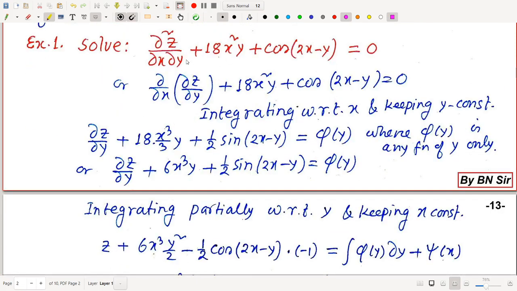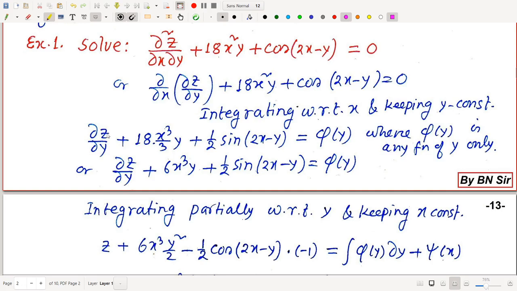Solve ∂²z/∂x∂y = 18x²y + cos(2x − y). Here this can be written as ∂/∂x of (∂z/∂y) and the rest as it is. Now integrating this with respect to x and keeping y constant. No z is involved here, so we can integrate.